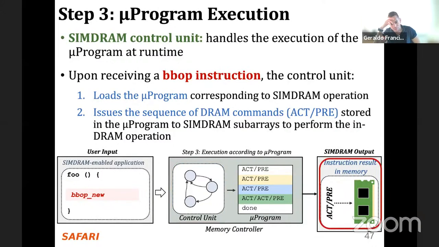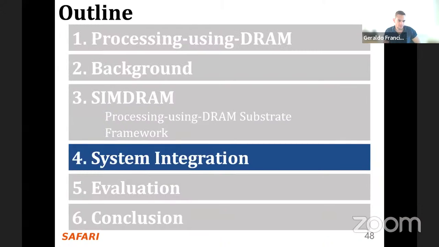At the end of the microprogram execution, the outcome of the SIMDRAM operation is stored in DRAM. In our paper, there is a more detailed description of the control unit, but it's laborious to go through all of the small details, so we invite you to check our paper if you have any doubts about it. But you can think about it as a simple in-order processor. So now you're going to discuss how we integrate SIMDRAM into the system.